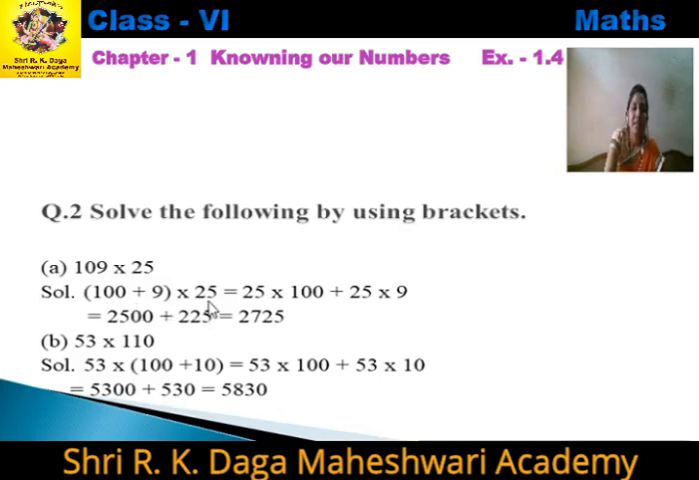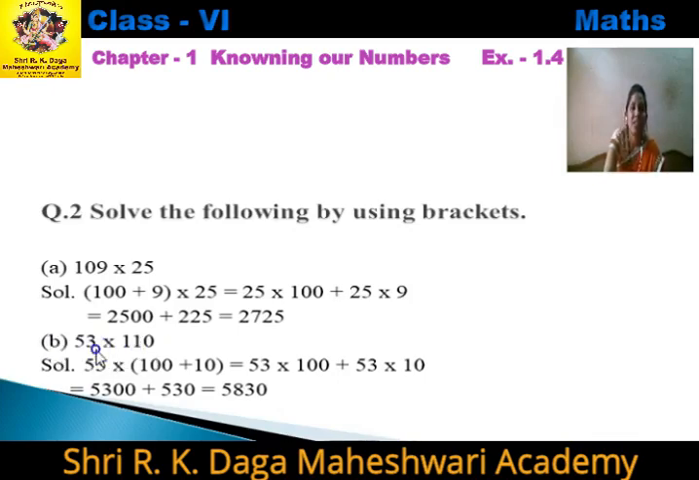Now multiply this 25 and 100, plus 25 into 9. 25 into 100, that is 2500, plus 25 into 9 is 225. When we add these numbers, we will get 2725.